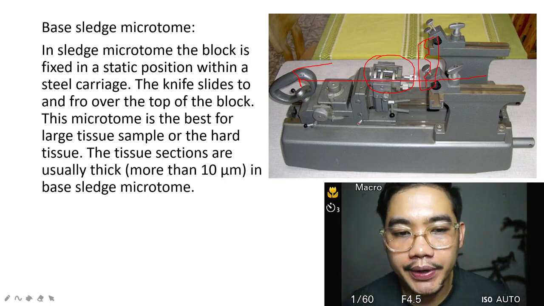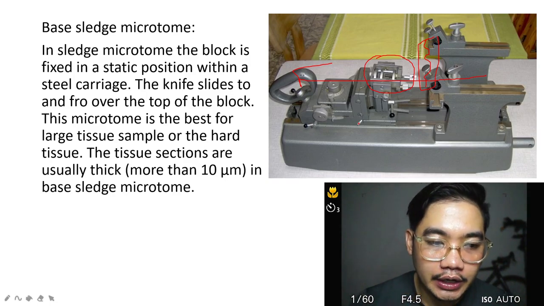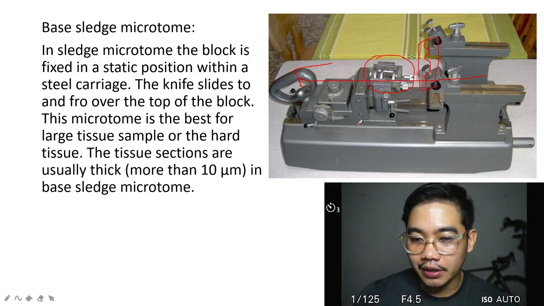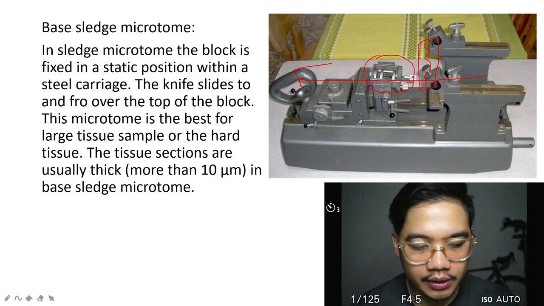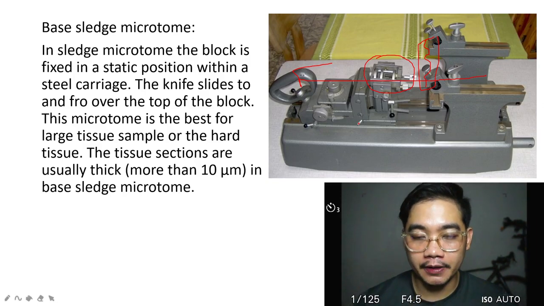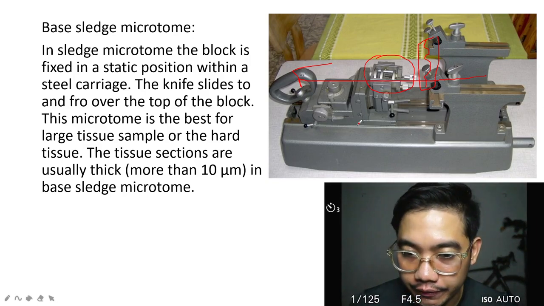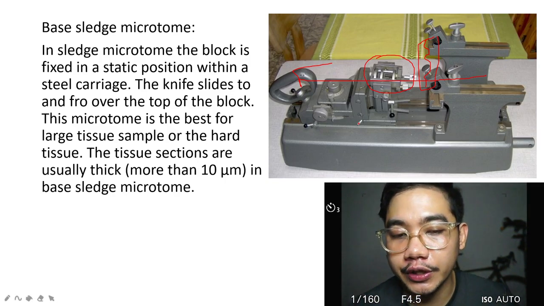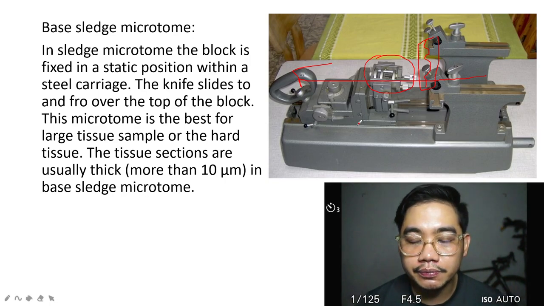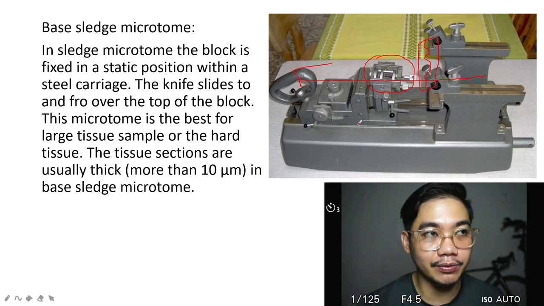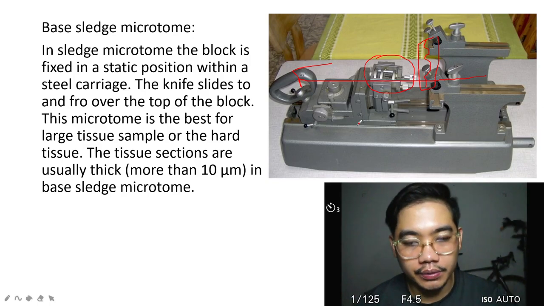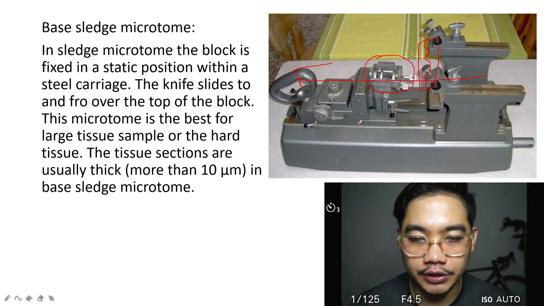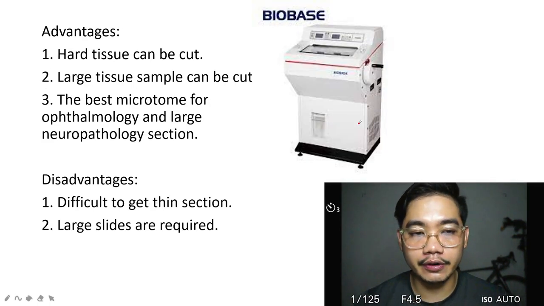So this microtome is best for large tissue or hard tissue because number one, the block is static. And if the block is static, then we have adequate control of it. And then the knife is moving. So the tissue sections are usually thick in the base sledge microtome. Because the block is static, we cannot control the thinness of the section.